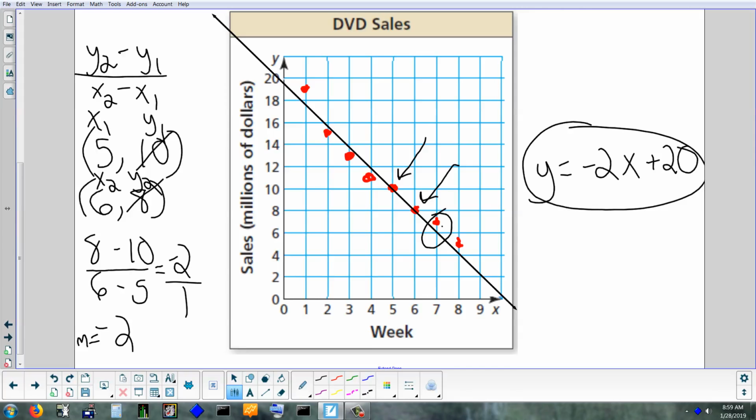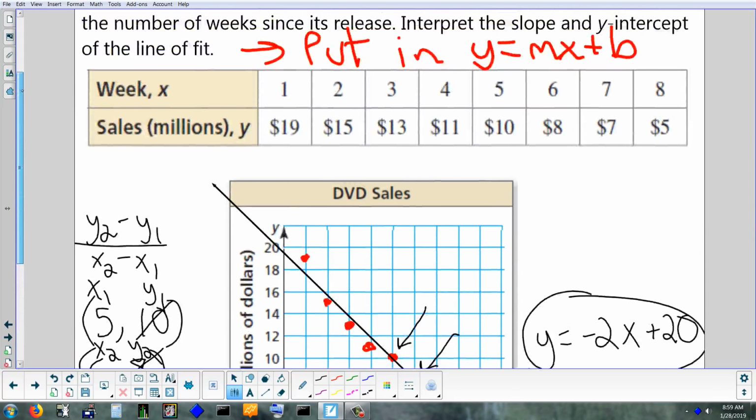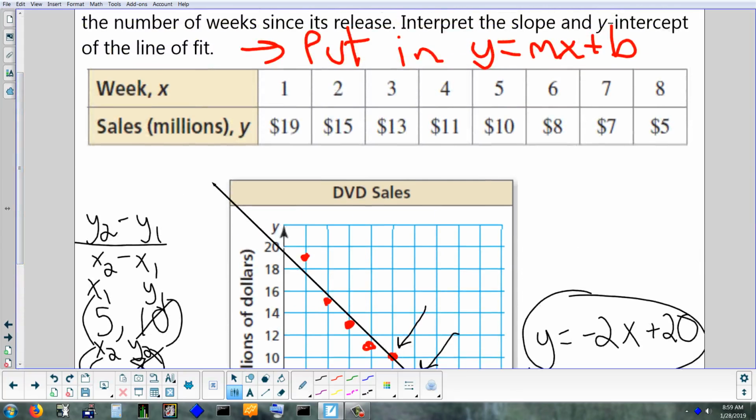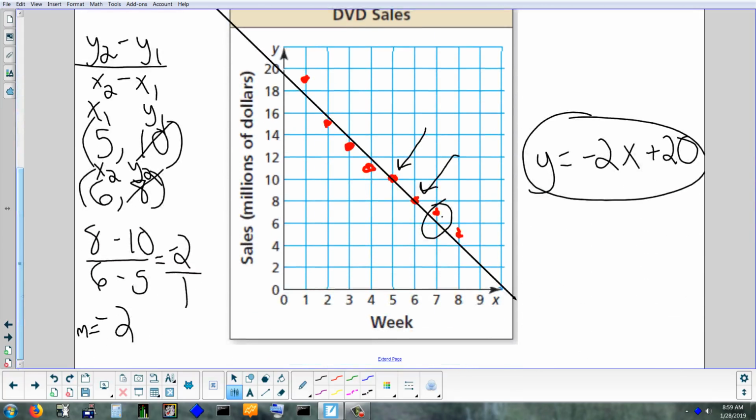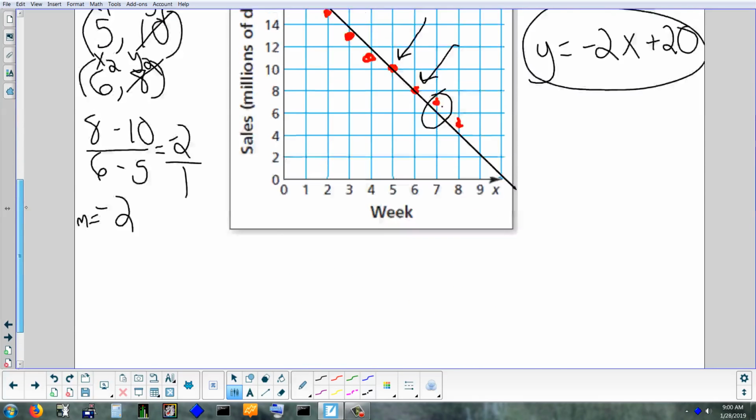Ms. Hager, is that what you're looking for when it says interpret the slope and y-intercept of the line of fit? Is that what you want, to put it in slope-intercept form? So when they ask you to interpret, it's in the context of the word problem. Kind of like, for every this is happening. So the slope is negative 2. If you thought about it, rise over run, negative 2 over 1.